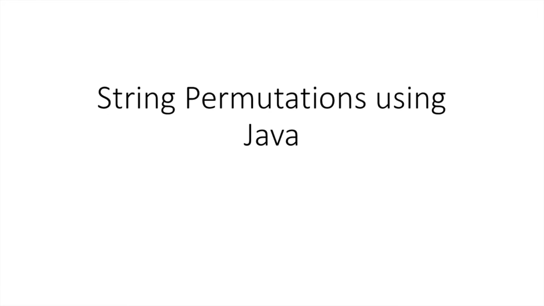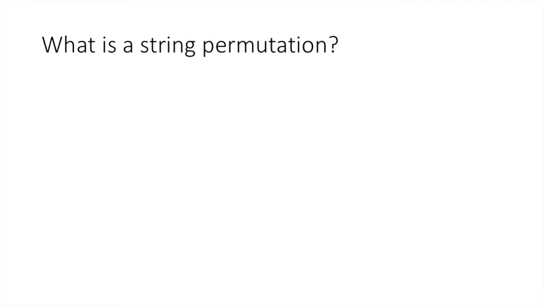Hi. So in this video, we'll see how string permutations can be done using Java. To begin with, we'll go through a little bit of theory about what string permutations actually are. Let's say you have a word ABC, then string permutations for that could be rearranging A, B, and C in all the orders possible. So that would be ABC, ACB, BAC, BCA, CAB, and CBA.